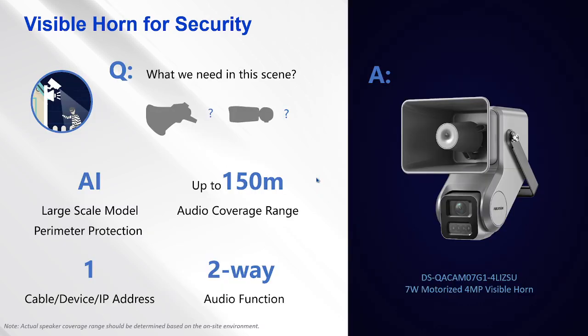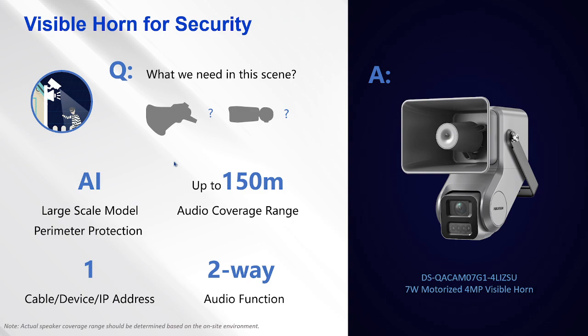Now we look at the visible horn for security. This is a new product. It's a horn speaker and at the same time a camera with a large-scale AI model. With this large-scale AI model, we're able to do proper perimeter protection, vehicle detection, eliminating pets, eliminating animals, such things.